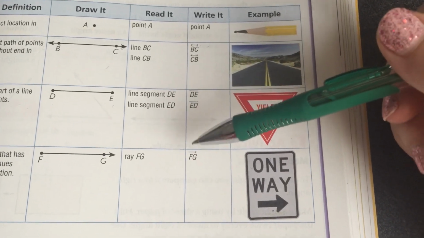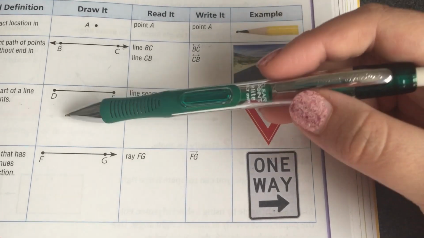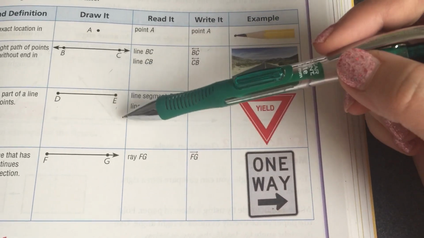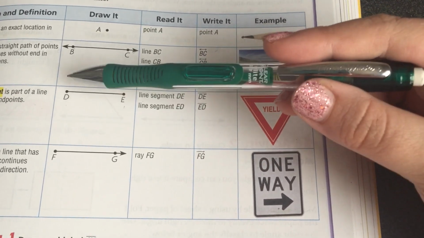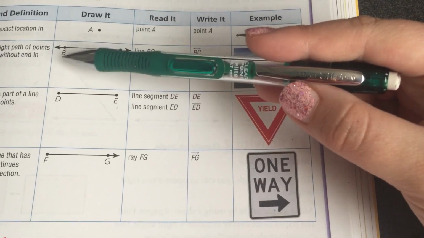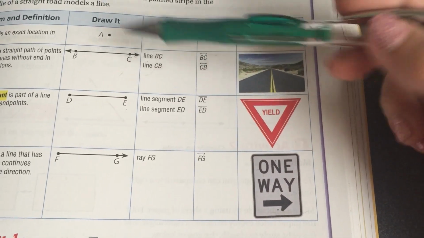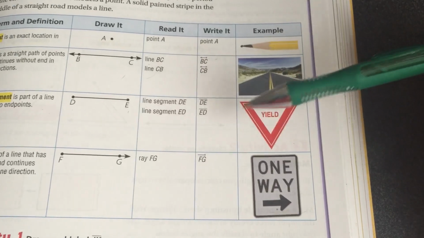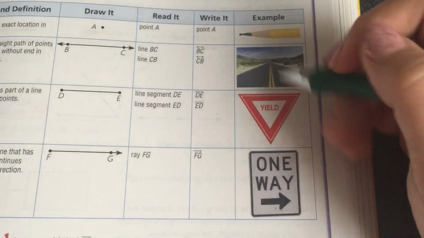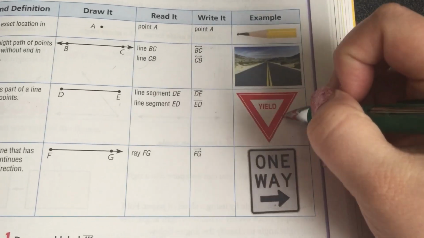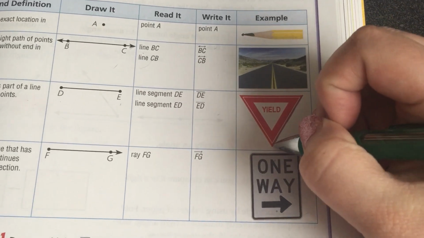If it's got dots on the end like this, it means it's never going to get any bigger. It's just going to stay that exact length. If you have arrows on the end, it means that the line could get longer. So be careful with the notation between those two. A line segment on the side of this yield sign would be from here to here.